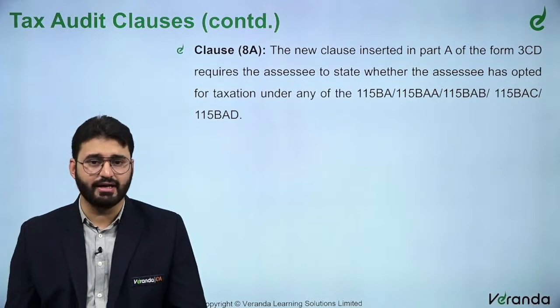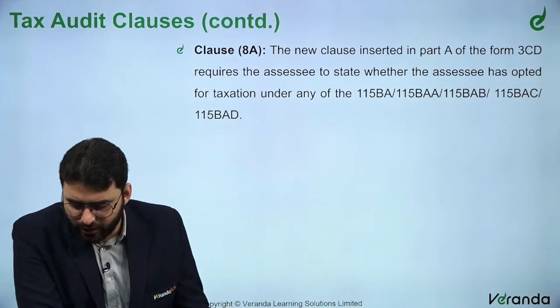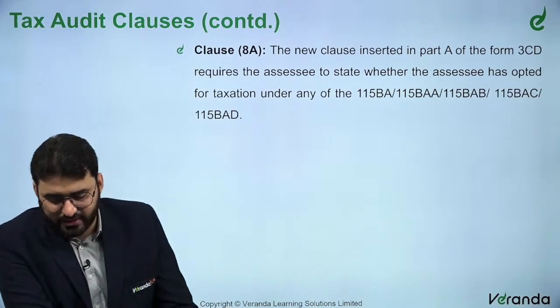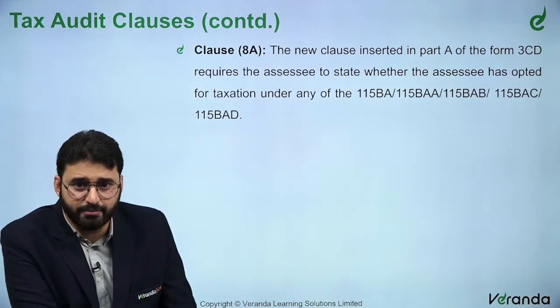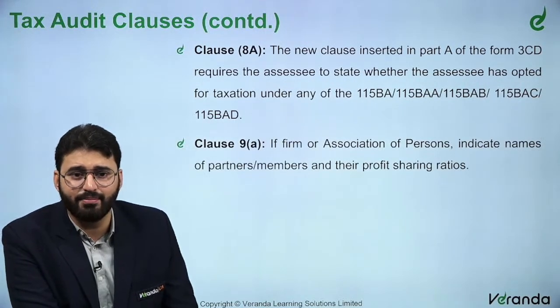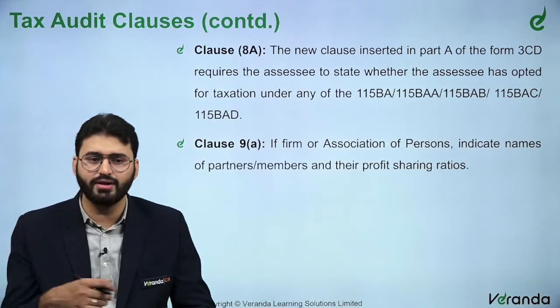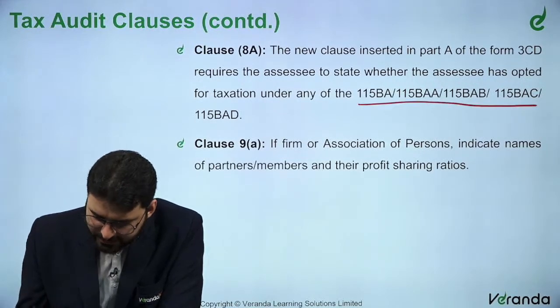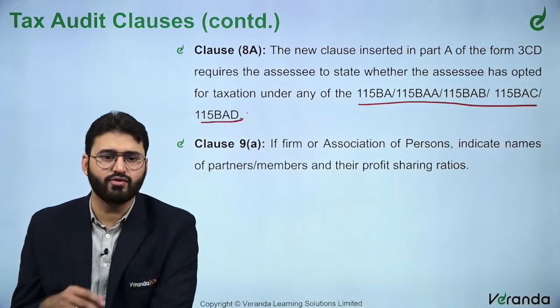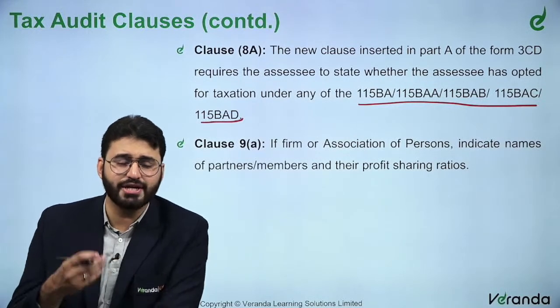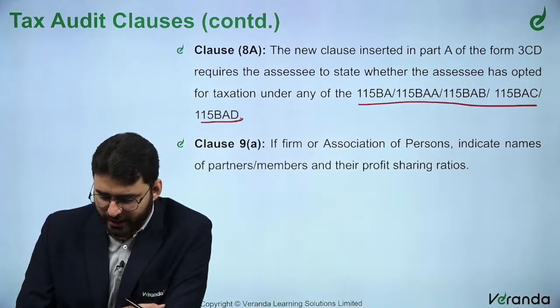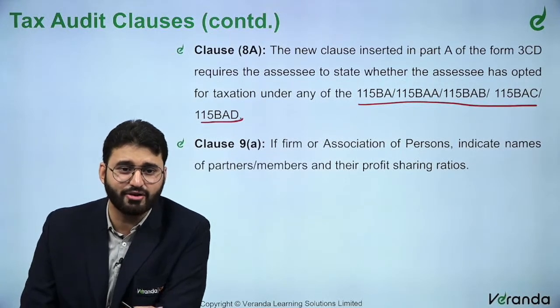Now, clause 8A, the new clause inserted in part A of form 3CD, requires the assessee to state whether the assessee has opted for taxation under 115BA, BAA, BAB, BAC, BAD. Now, all these are sections applicable for companies. BAC is also applicable for other assessees as well. So, these are special taxation regimes. I am sure you will know about this if you studied your income tax law properly.